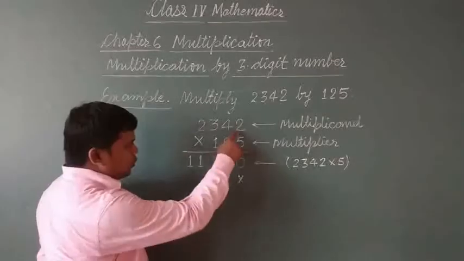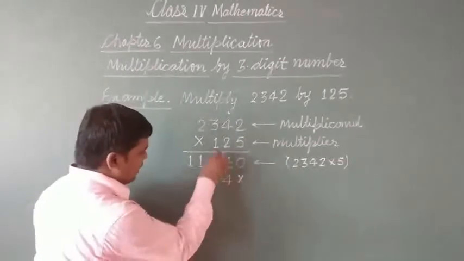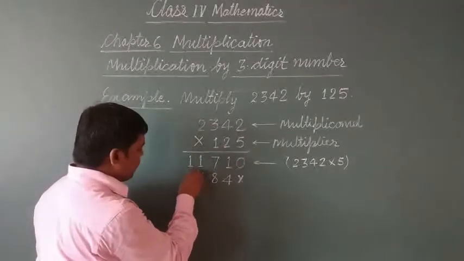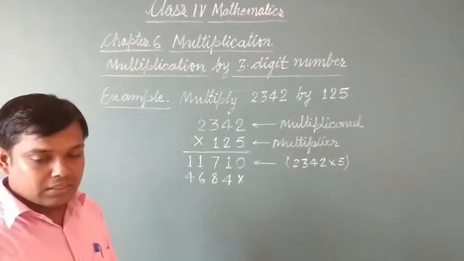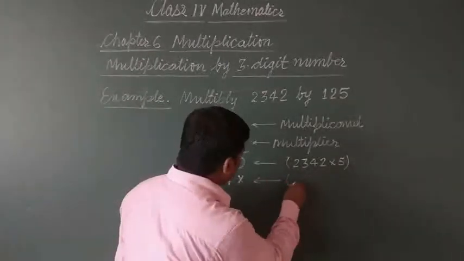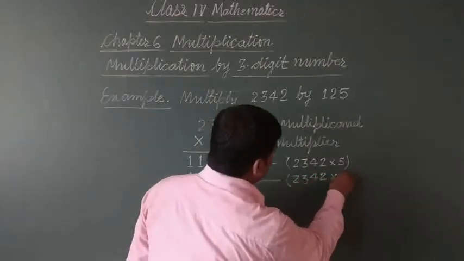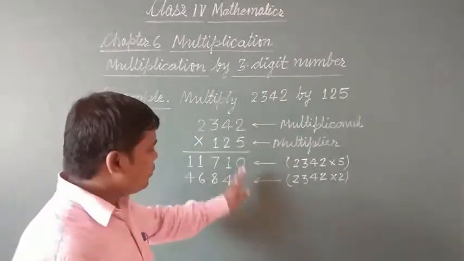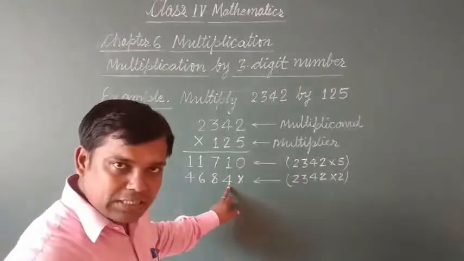Then 2 4s are 8, 2 4s... 2 2s are 4, 2 4s are 8, 2 3s are 6, and again 2 2s are 4. This is the product of 2342 into 2. Okay, and here I have crossed. I have not put 0 because you know we are multiplying by a 10's place digit. So we start to write from the 10's place digit.